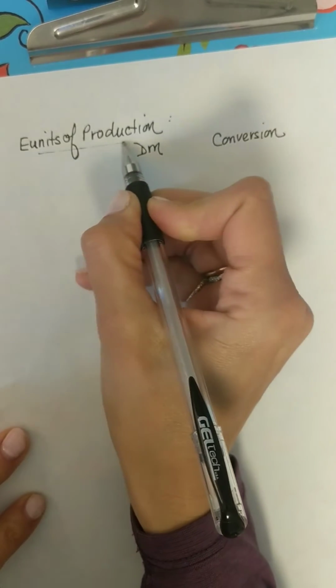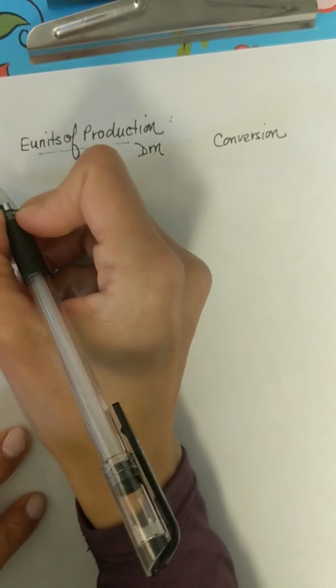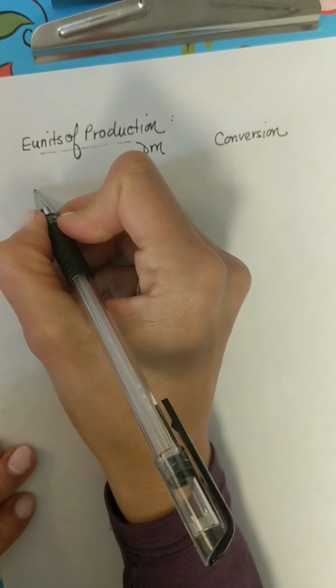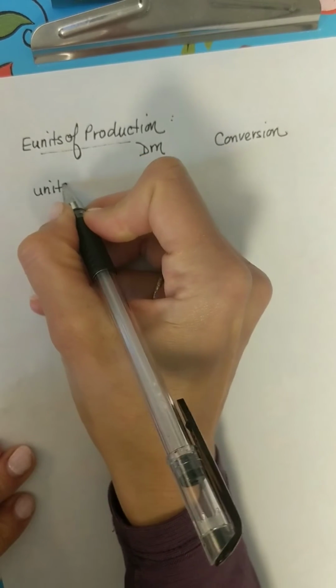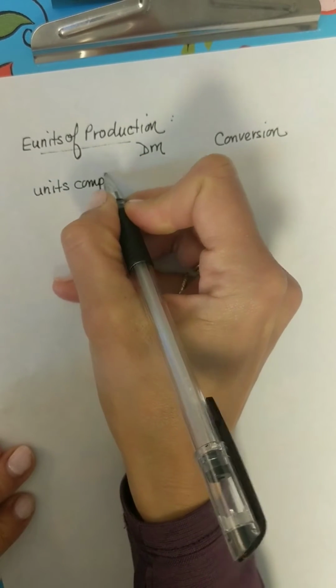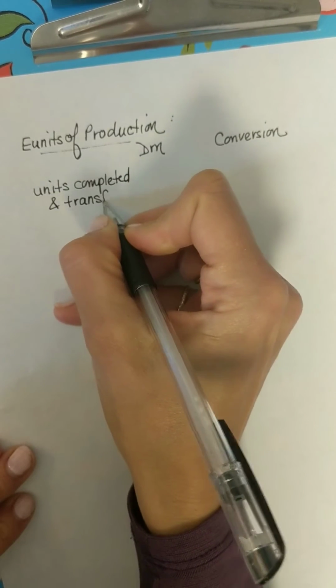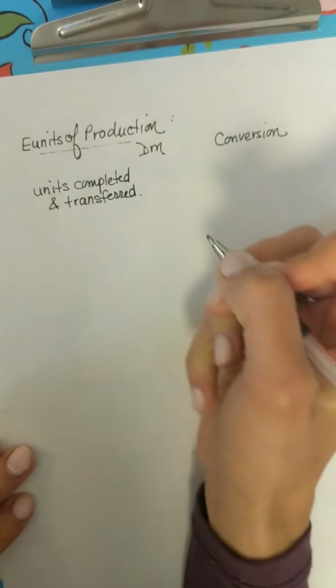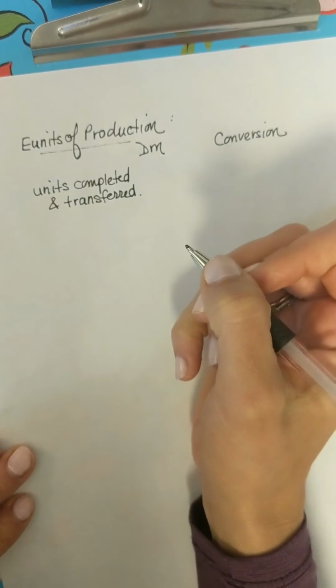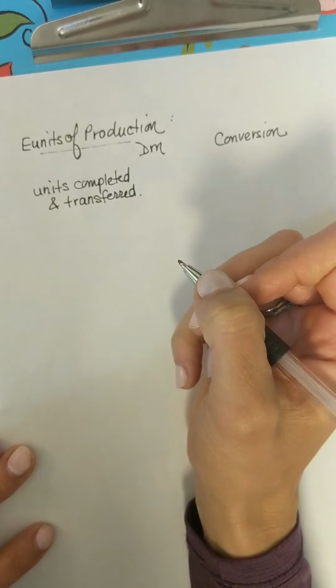And my calculation for the equivalent units of production, my formula is equal to my units transferred out. I'm going to say completed and transferred out, because if they're completed, then they're transferred. If they're transferred, then they're obviously completed. And that means they're going into the next department.